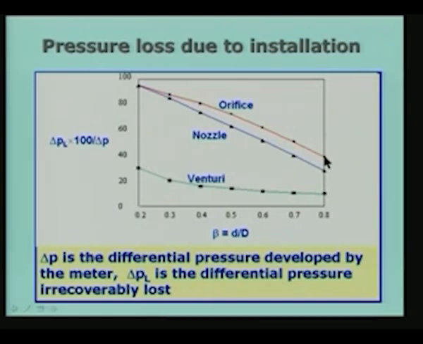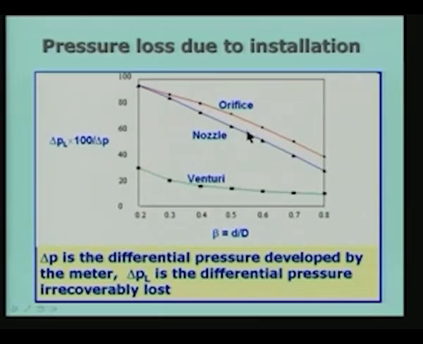And you can see that for the orifice, even for beta equal to 0.8, almost 40% of the pressure drop is irrecoverable. That means 40% of the pressure drop which occurred in the converging section is going to be irrecoverably lost. Nozzle is slightly better, but you see that the venturi is the best, because even in the worst case of beta equal to 0.2, only about 30% of the value is going to be lost, and as you go to higher values of beta, it asymptotically goes to some 5 to 10% value. Therefore, the reason why we have 3 different types of variable area devices is because the orifice is not very good from the point of view of pressure loss due to installation, the nozzle is slightly superior, but the venturi is of course the best.